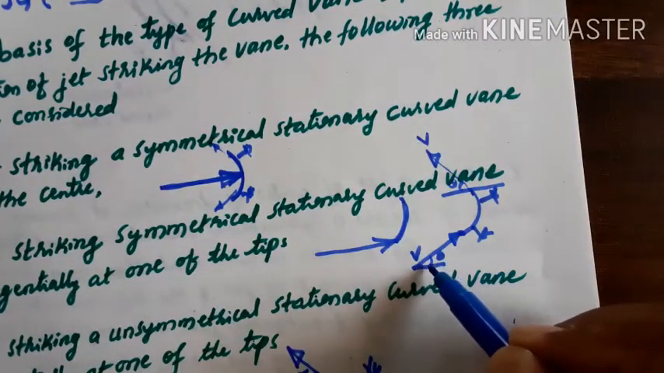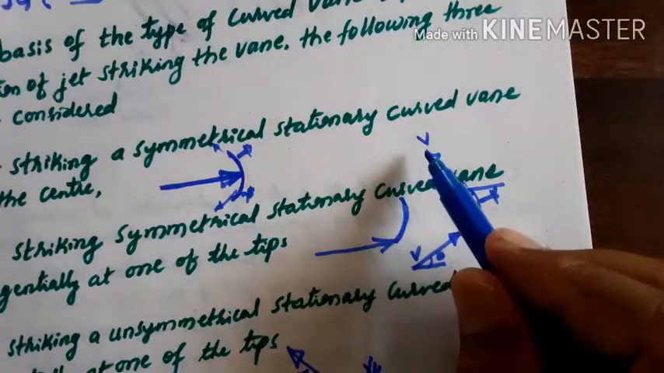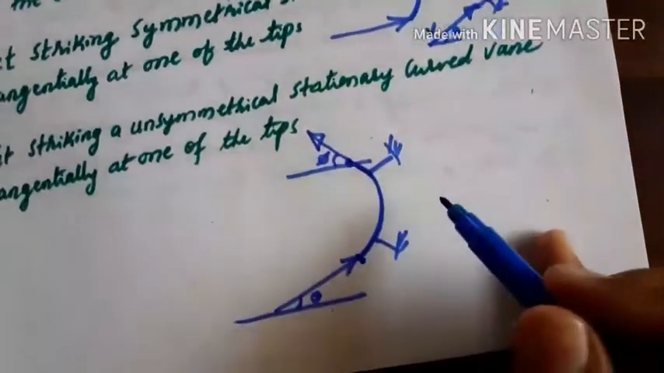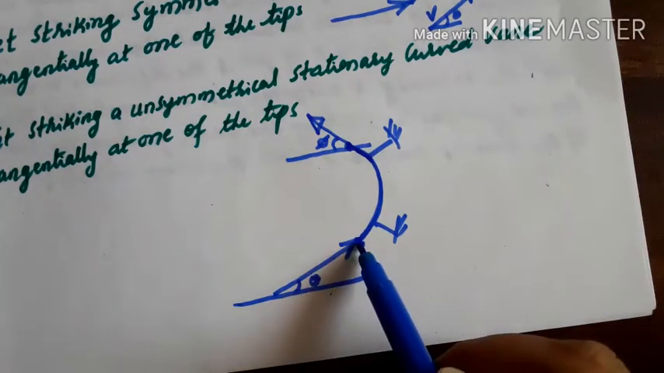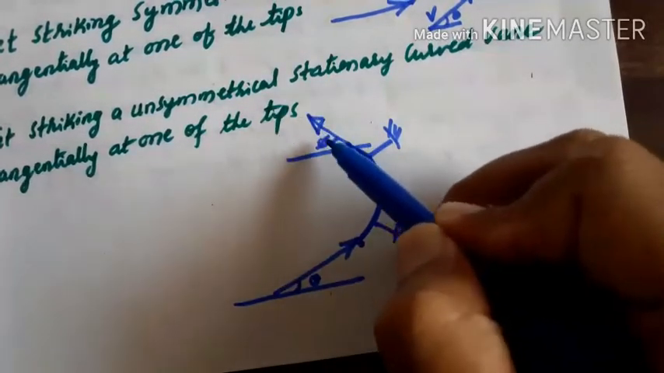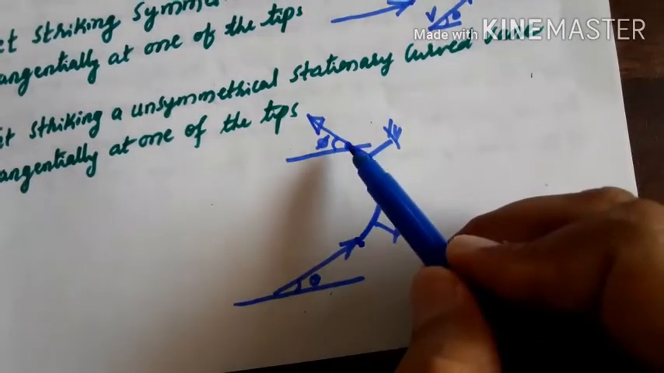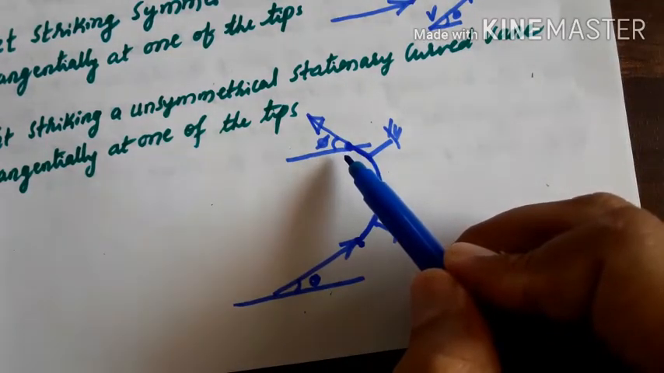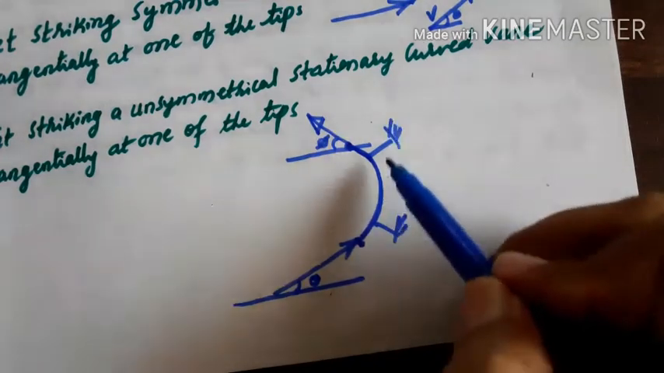See, it was entering with angle of theta here, and it was leaving with the same angle theta. It is called symmetrical case. But unsymmetrical case, what happens? It will enter with some angle into the vane, and it will leave with some other angle, say phi. So entry angle here is theta, exit angle will be phi. This is unsymmetrical case. So these all cases are fixed case or a stationary case.